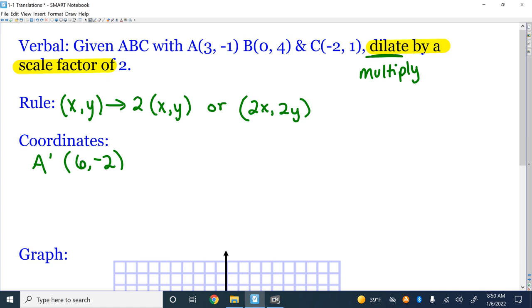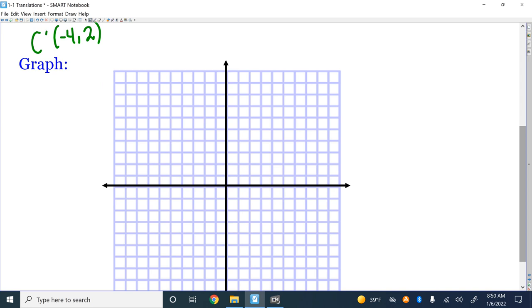So coordinate B prime would be? 0, 8. And then negative 4 and 2 for C prime. So all the coordinates get multiplied by 2, the x's and the y's. And now we're ready to graph. Remember, you want to graph both. Do we graph the original first? It doesn't matter. Well, do they have to be graphed? Yeah, you have to graph both. But it doesn't matter which one you graph first.